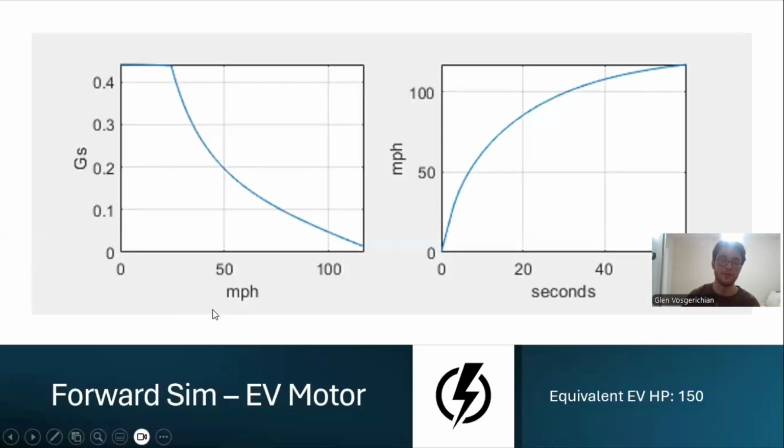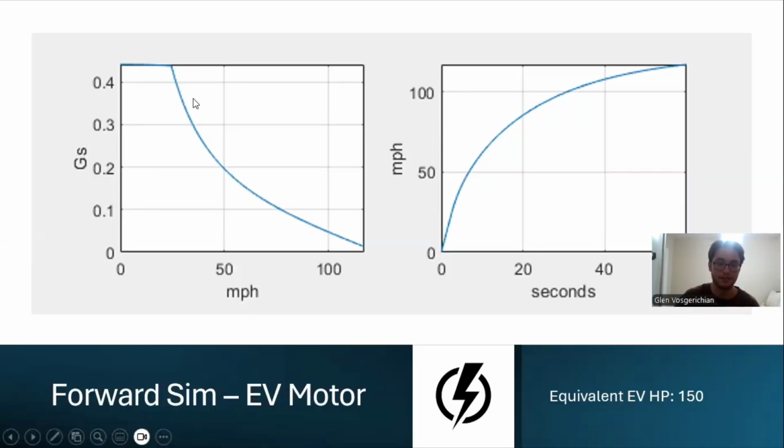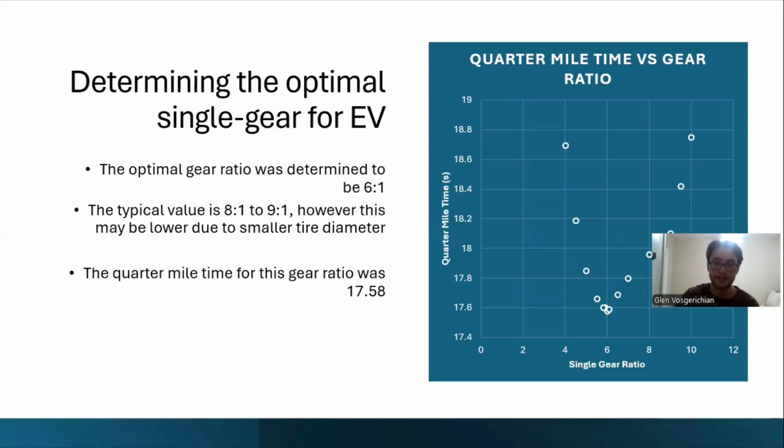So then moving on to the Ford Sim for the EV motor, I found that with just iterating it a couple times that the equivalent EV horsepower was 150 to match the actual quarter mile time of 17.3 seconds. You can see our performance envelope here. And with that equivalent EV horsepower, we plugged it in to the Porsche Taycan model that was given. And we found that the optimal gear ratio was to be 6-1.